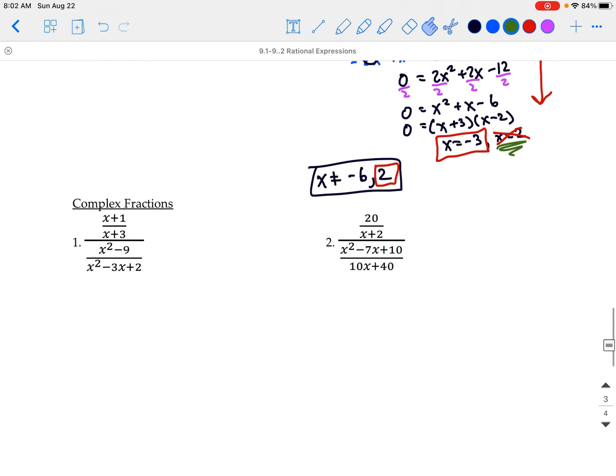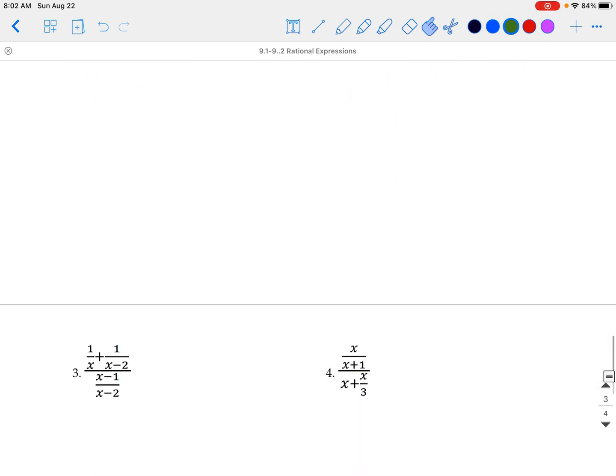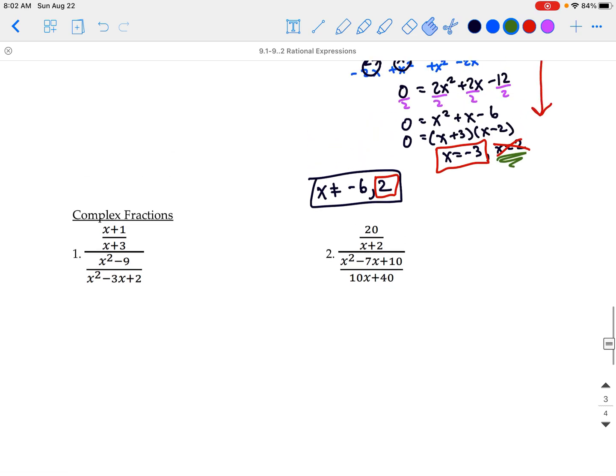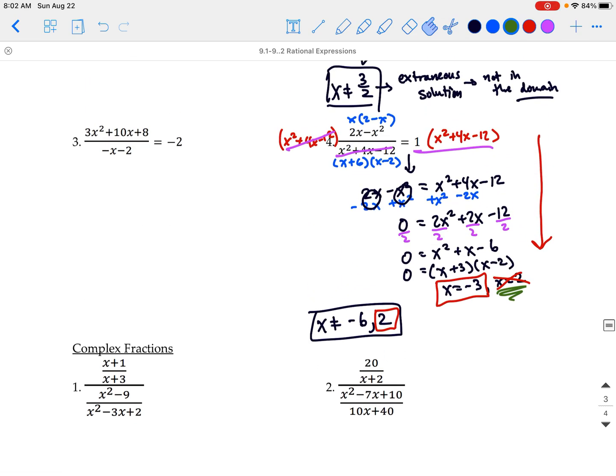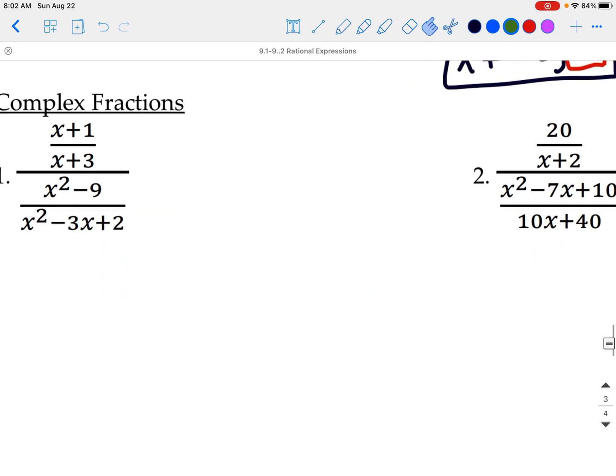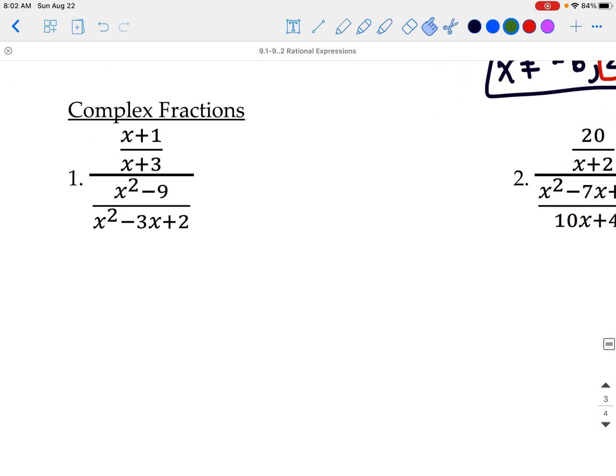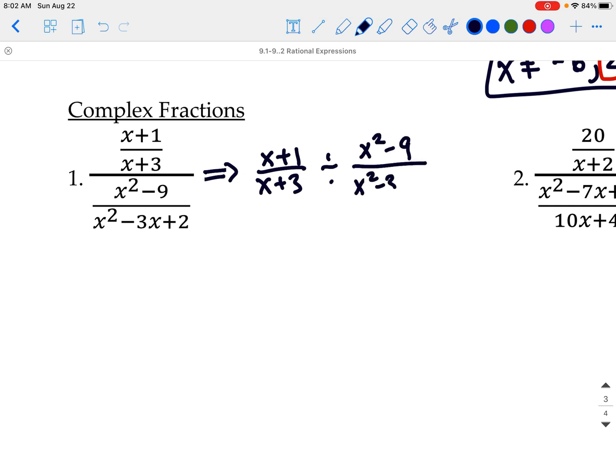And so what we're going to look at next is complex fractions. So now we're going to have fractions over fractions, so rational expressions divided by other rational expressions. And for these, it's really going to be the same approach, because if you think about it, this is really just the same as x plus 1 over x plus 3, if we use the first example, divided by x squared minus 9 over x squared minus 3x plus 2.